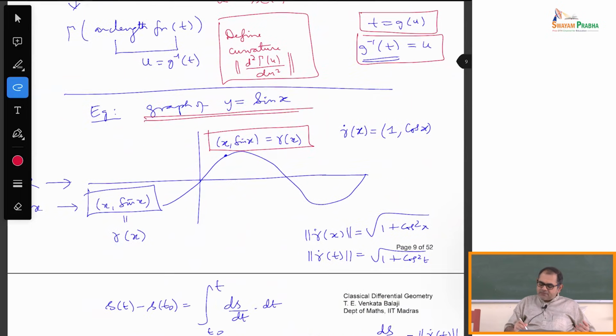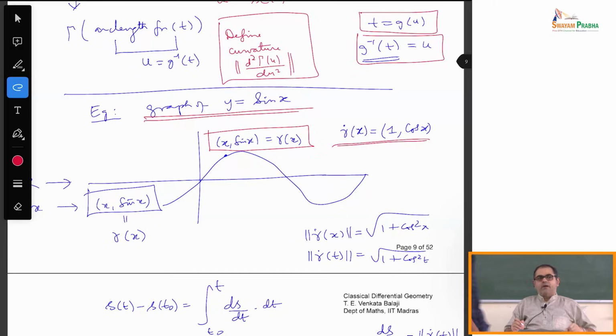Then what happens is that if you calculate gamma dot with respect to the parameter, you get (1, cos x). Because of this 1, it's never going to vanish, so it's a regular parametrization. This is true for the graph of any function. It will always be a regular parametrization, because the independent variable will be the parameter, and when you differentiate with respect to that, you will get 1. So one component of the velocity is always 1, so it'll never vanish, so it will always be regular.